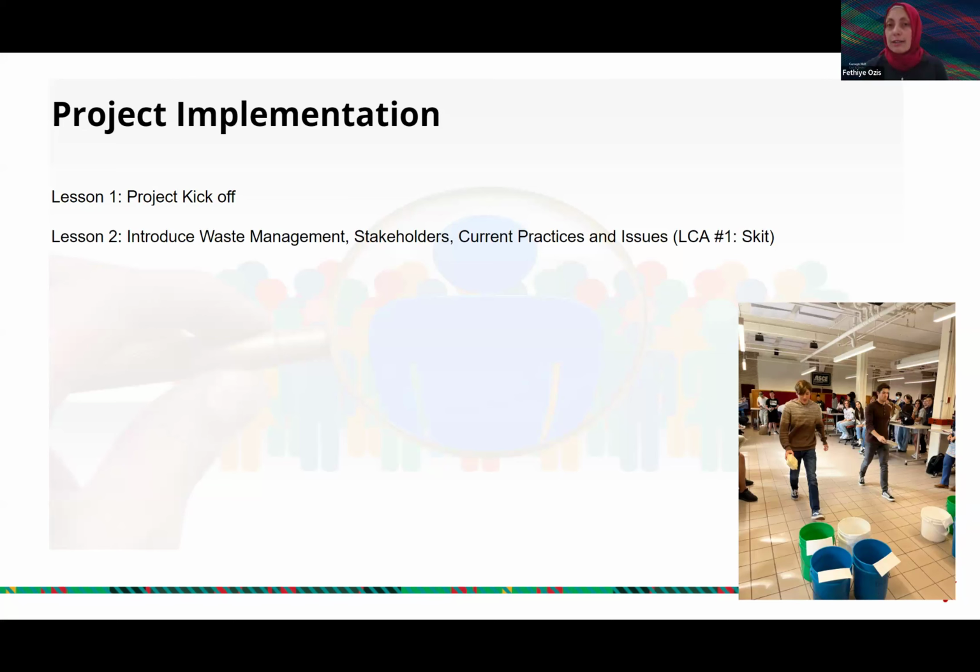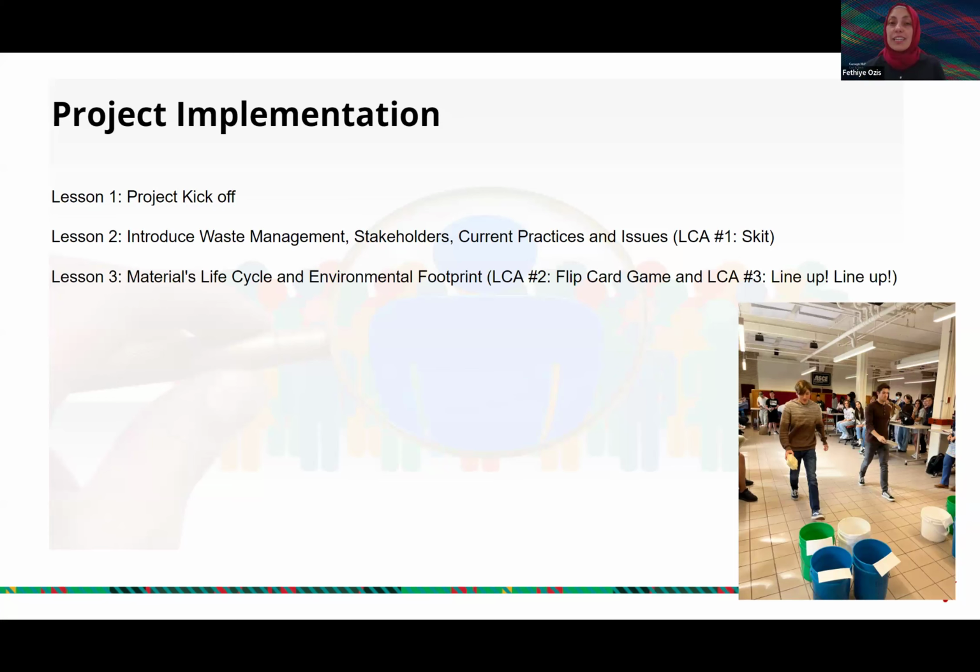Lesson 2 introduced stakeholders in waste management, and this was another Keen card that I have benefited from. They already have personalities and skits. So role play is an important way for students to learn. They put themselves in somebody else's shoes and try to understand the problem from their perspective so that their critical thinking develops. In lesson 3, we asked them to play an online flip card game so that they could see the material's life cycle and the environmental footprint associated with it.